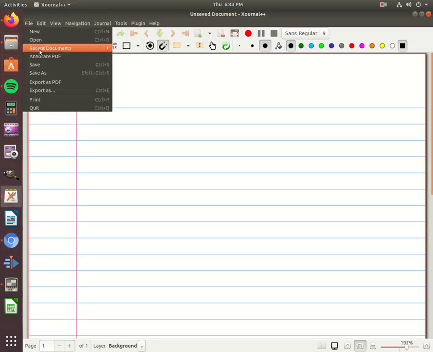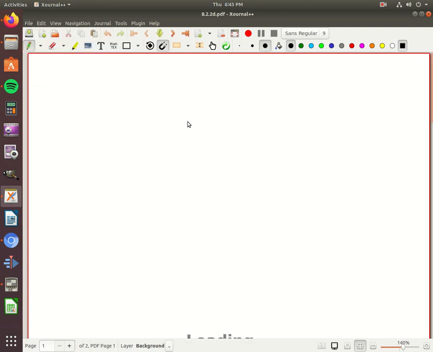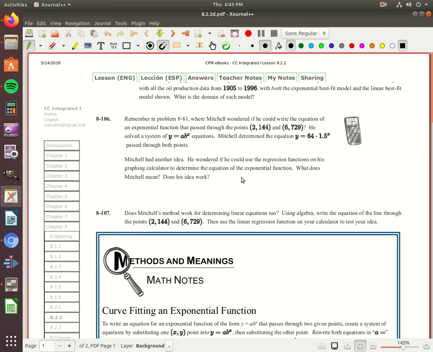So we will go to 8-22D. It says, remember the problem 8-81, where Mitchell wondered if he could write the equation of an exponential function that passed through points (2, 144) and (6, 729), which we've already done. He solved the system of y equals a times b to the x equations. Mitchell determined the equation y equals 64 times 1.5 to the x, which hopefully you remember is what we got. Mitchell had another idea. He wondered if he could use regression functions on his graphing calculator to determine the equation of the exponential function.